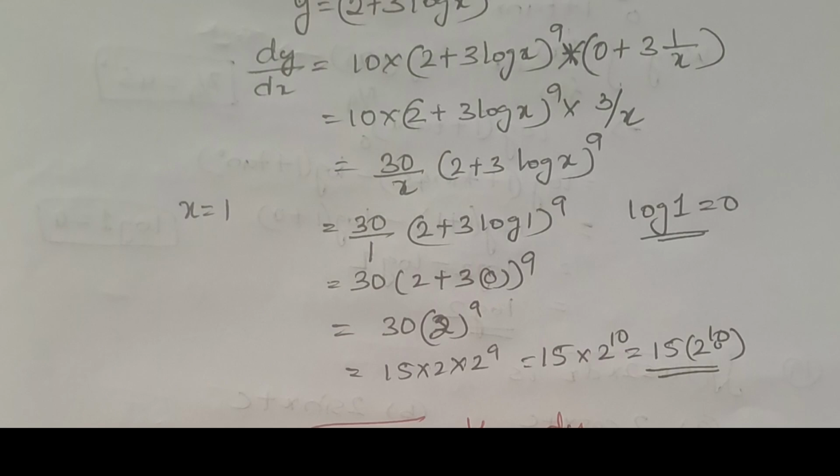Then you will get 30 into 2 to the power of 9. You can write 30 as 15 into 2, so 15 into 2 into 2 to the power of 9. You have to add the powers, 9 plus 1, so you get 15 into 2 to the power of 10. So the answer is 15 into 2 to the power of 10.